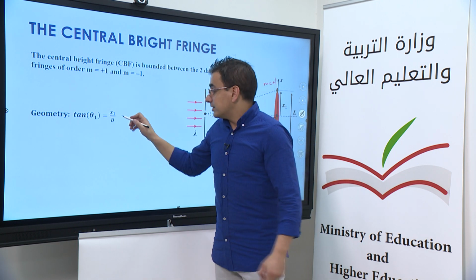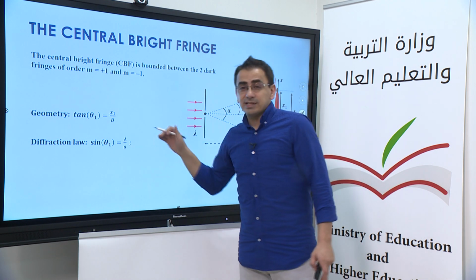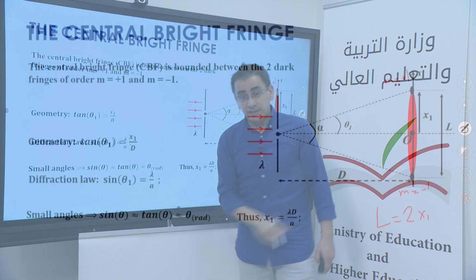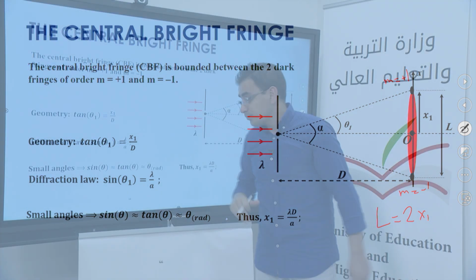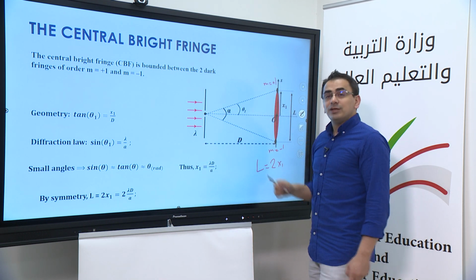So we take tangent θ1 equals x1 over d. We already know that. By the diffraction law, sine equals lambda over a. I went quickly over these. Small angle approximation, so these are equal. Sorry if I'm moving fast, because this is a simple application of what we have seen previously and in the previous application as well. So combining these two, we got x1 equals lambda d over a.